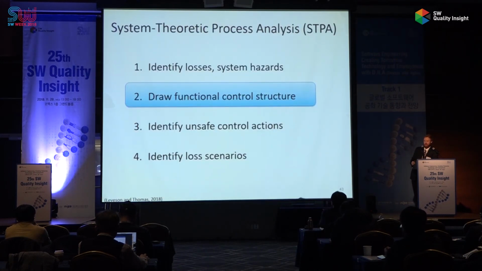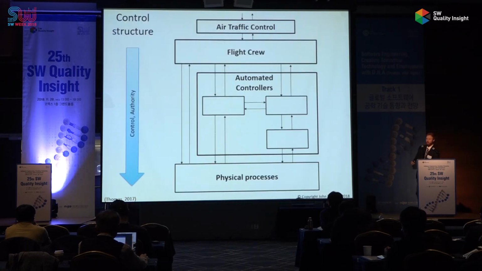Next, we build a control structure. Let me show you some examples. This is from aviation. We have air traffic control providing instructions to a flight crew. Flight crew provides commands to some automated controllers. We may have autopilot, auto throttle, and others. These provide commands to the physical aircraft processes, and we have feedback coming up.